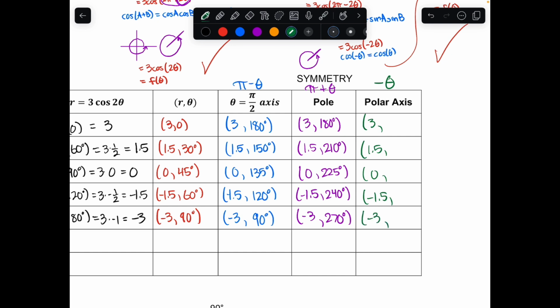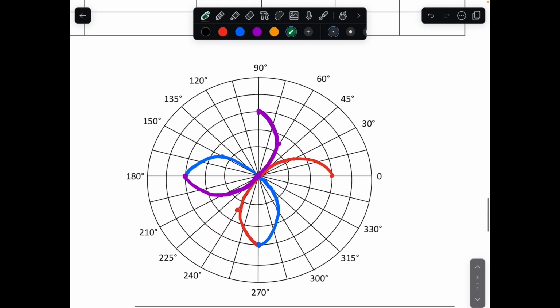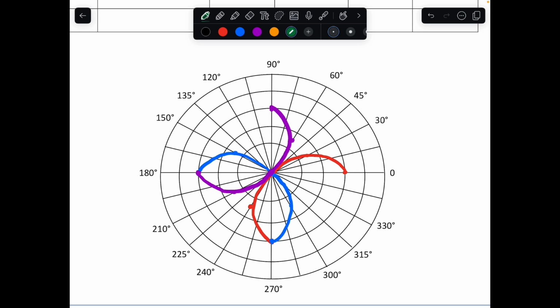So negative 0 is going to be 0. Then we'll have negative 30 degrees. Then negative 45. Negative 60. And then finally negative 90. Now let's go ahead and plot the rest of our points. So at an angle of 0, we had a value of 3.